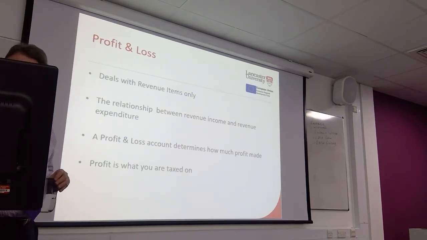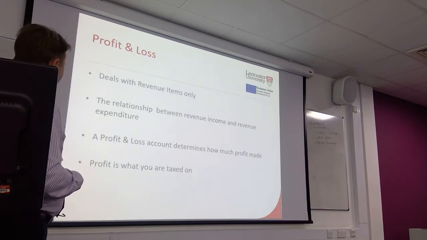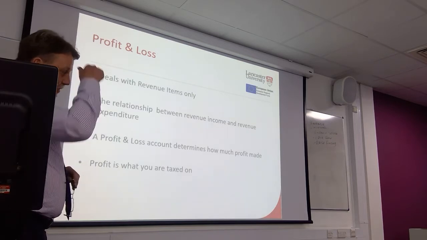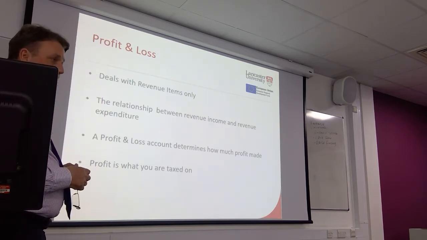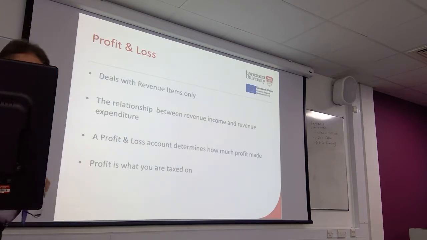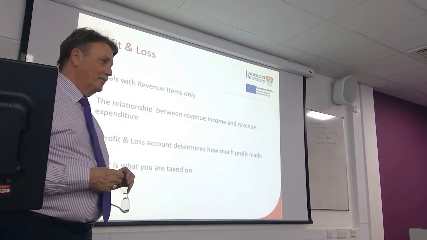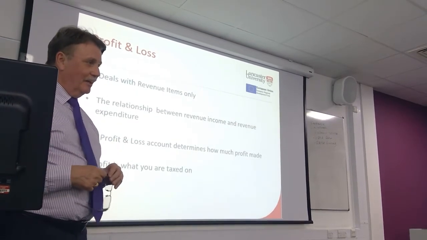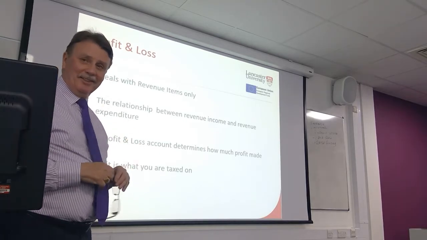So a profit and loss account deals with revenue items. It's going to show you how much profit you're going to make. Profit's what you're taxed on. So as a big company, the public limited company, you're always trying to get your profits up to keep your shareholders happy. When you're a private company, you want to keep them down so you're paying less tax.